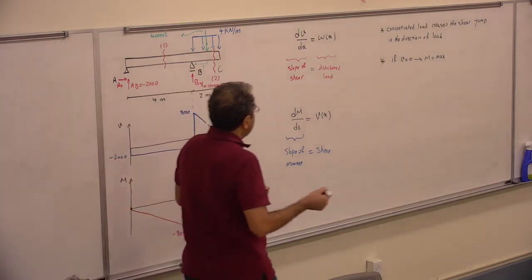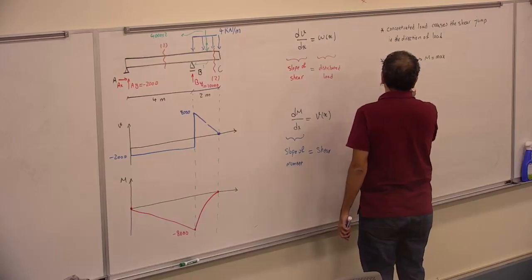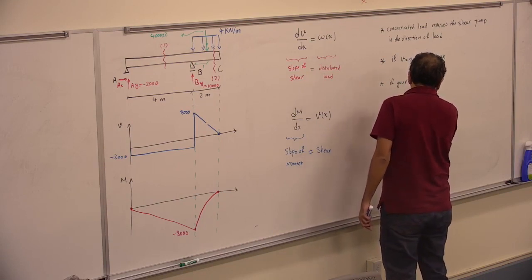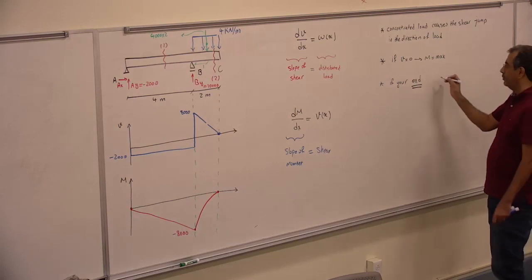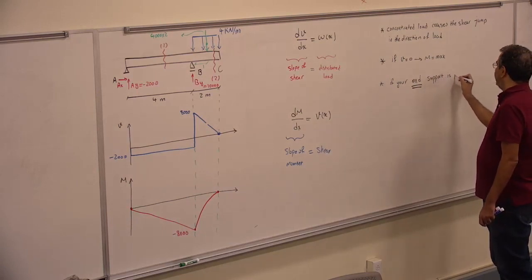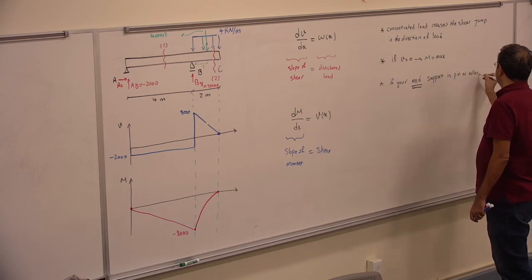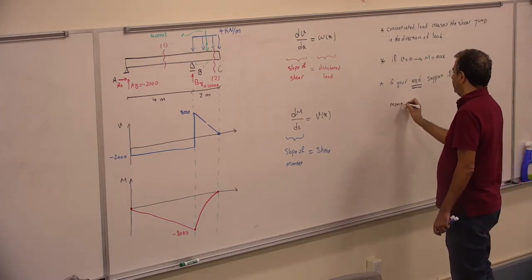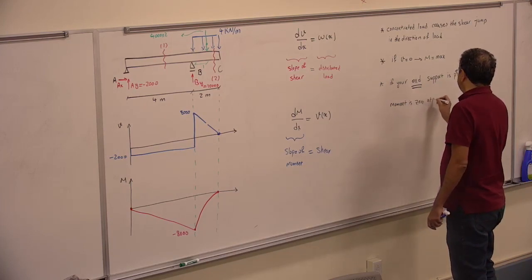And the next one, if your end support, and emphasis on that, or end support is pin or roller, then moment is 0 at that support.